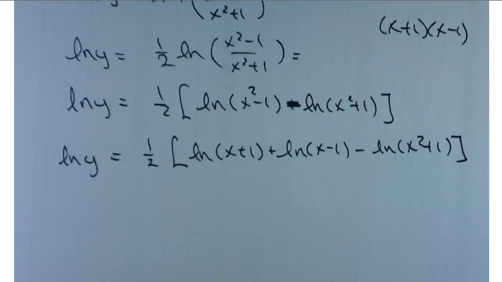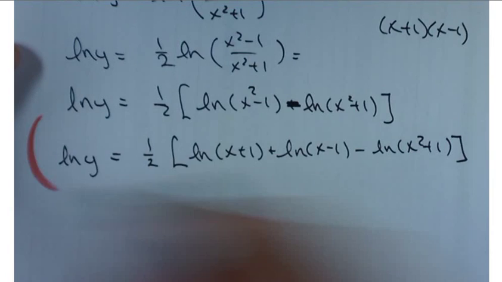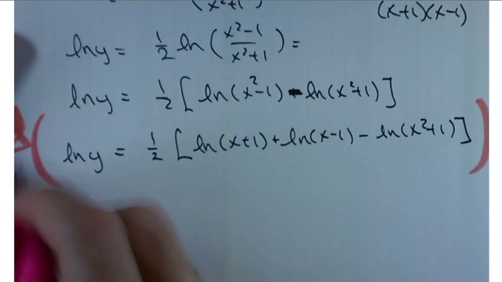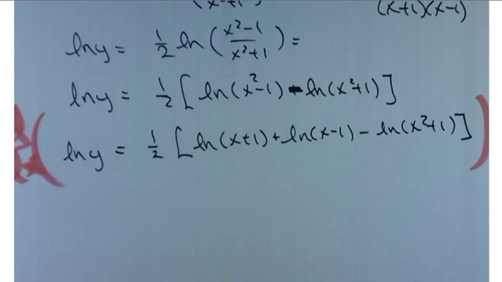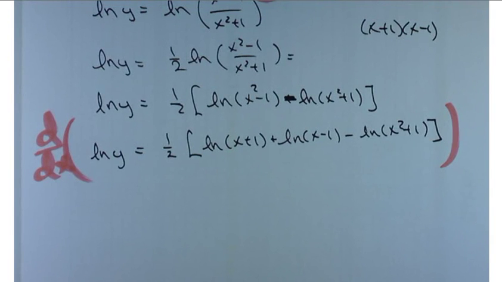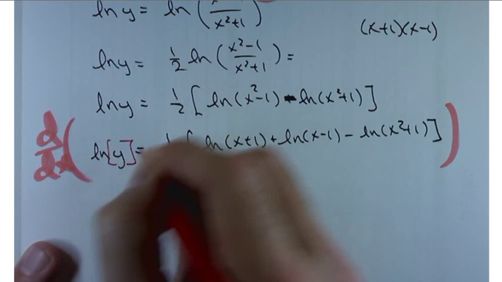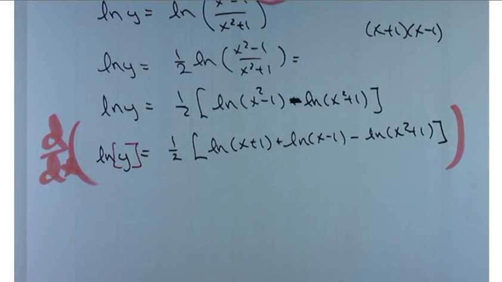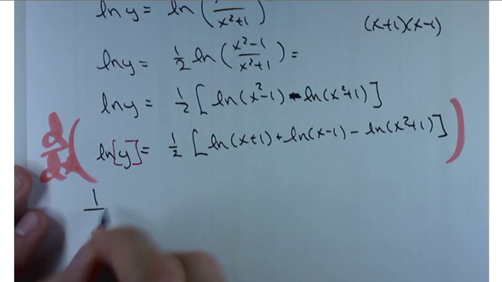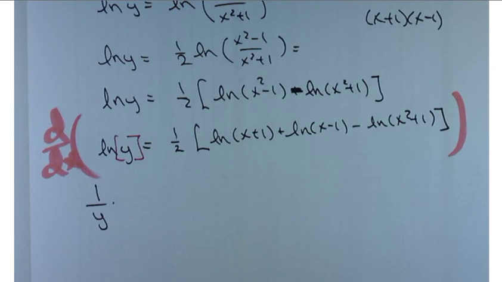Remember what our goal was. Our goal is to find y prime. Our goal is to find dy by dx. So let's differentiate both sides here with respect to x. Now this is just like some of our work earlier. In here, what's hidden? You've got ln of y. And when you differentiate ln of y with respect to x, you have to use the chain rule. What's the chain rule going to say here? I'm going to get 1 over y times dy by dx.